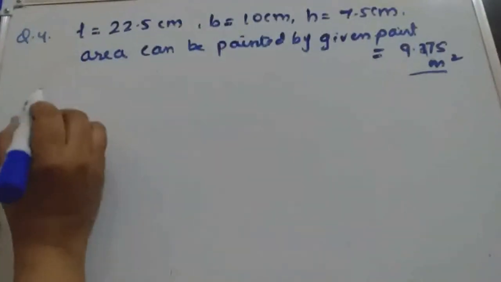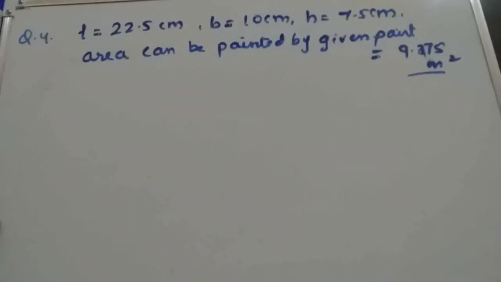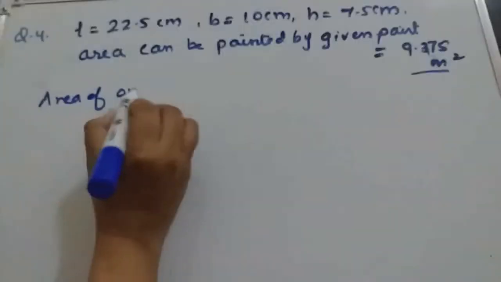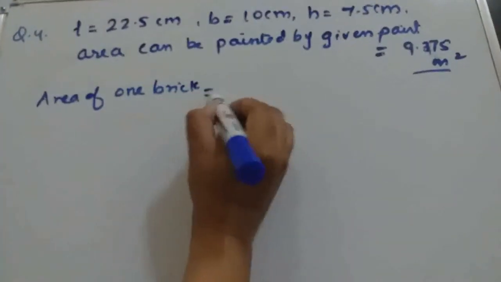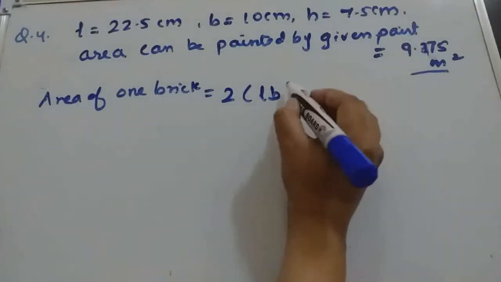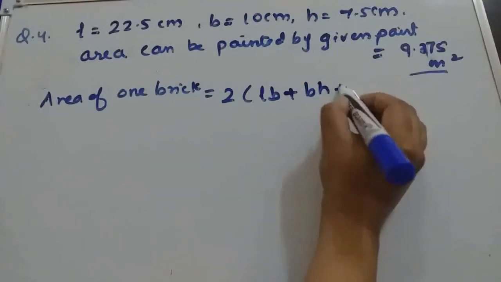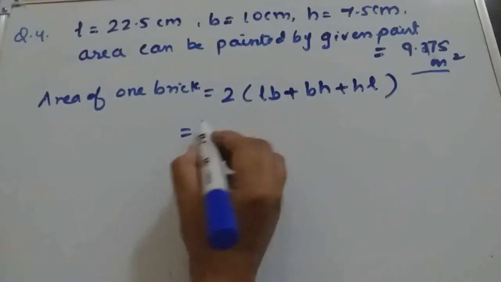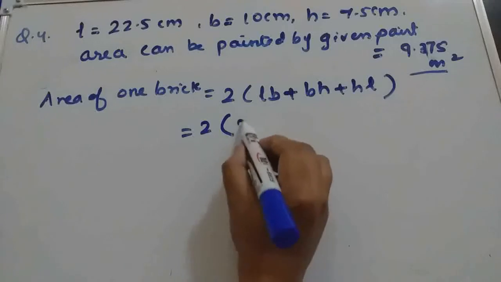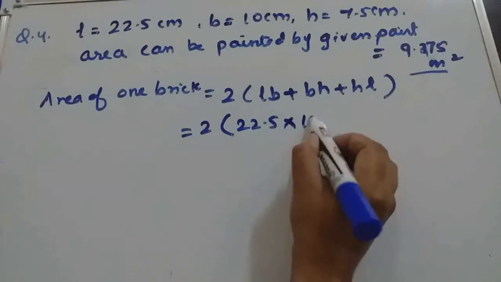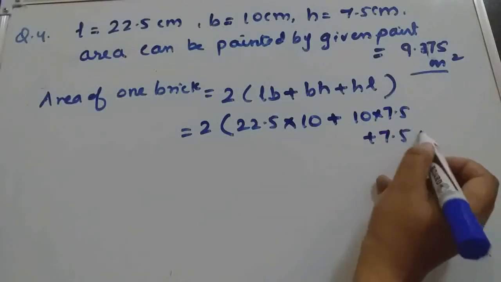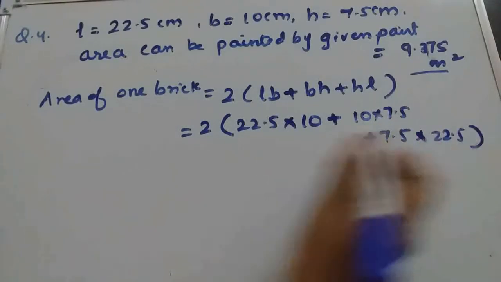So first we will find the area of one brick. Since we know the brick is of cuboidal shape, we can find the area of one brick by the formula of the area of a cuboid, that is 2(lb + bh + hl). Now substitute all the values here: L is 22.5, B is 10, then 10 into 7.5, then 7.5 into 22.5.